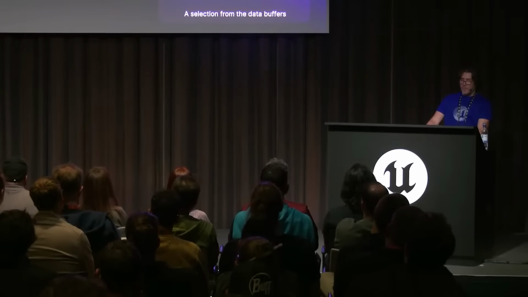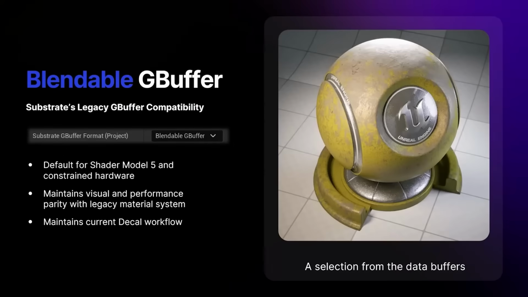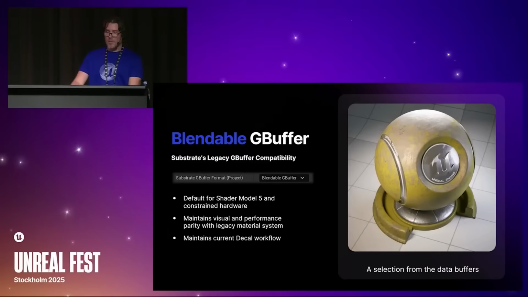Using the blendable GBuffer still benefits from the baseline Substrate improvements, but it doesn't support the full system behavior. This makes it a safe and low-risk compatibility layer, ideal for teams who want to gradually adopt Substrate without touching every material. So in short, Substrate materials scale across hardware, but their capabilities depend on the GBuffer mode in use. If you're on an SM6 capable platform, you can get everything that Substrate offers. But if you're in a lower end or legacy target, you still benefit from some of Substrate's core improvements, but within a simplified model.